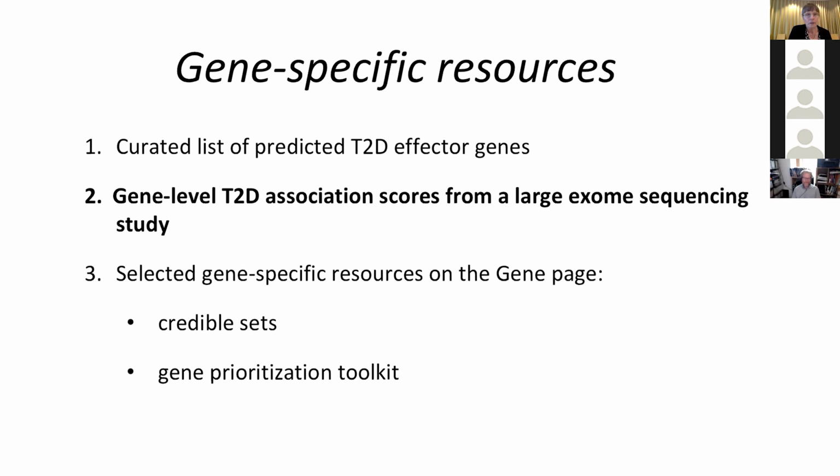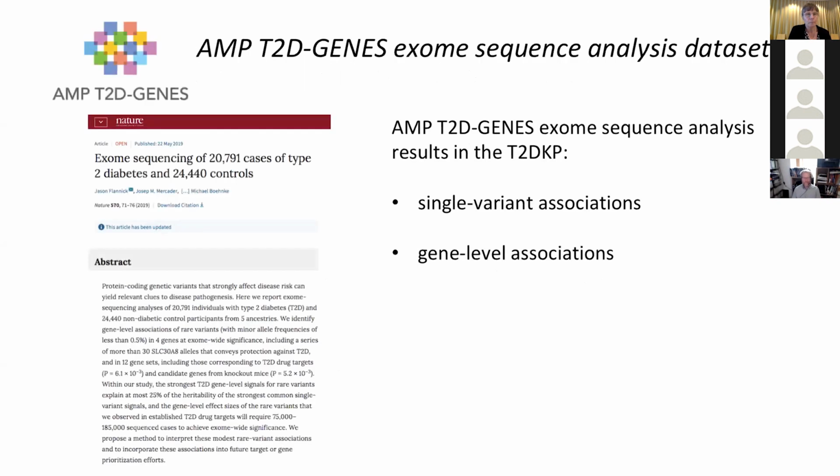All right, now I'm going to talk about gene level associations, T2D association scores that we've made available in the portal. I'm sure you're all aware that there's a recent paper with our own Jason Flanagan as first author from worldwide researchers with the largest disease-specific collection of exome sequences to date. In the portal, we call this the AMP T2D Genes Exome Sequence Analysis Dataset. That analysis generated both single variant associations and gene level associations.